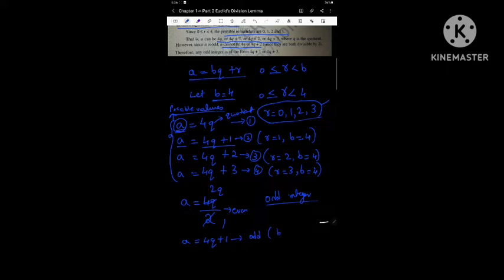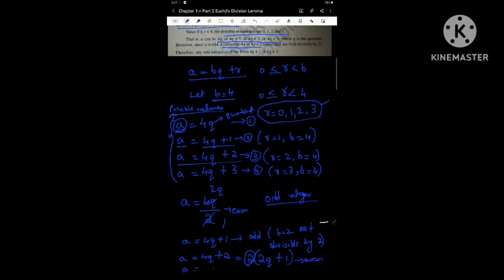Why? Because not divisible by 2, right? Next, let's look at this third equation. What it says, a is equals to 4q plus 2. So this is a multiple of 2. How? See, if we take 2 as common outside, we will be left out with 2q plus 1. So it is divisible by 2, right? So we say this as even.